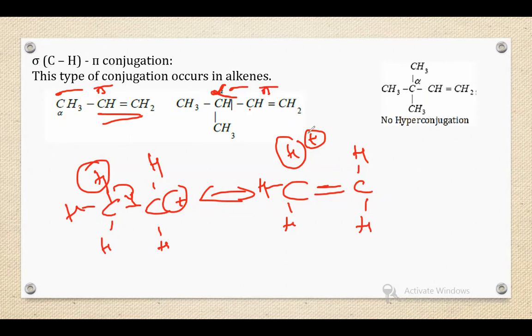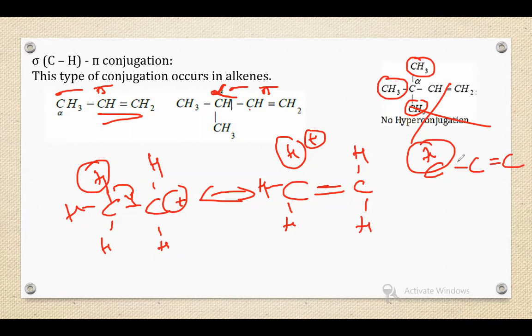If this carbon is double bonded, the carbon attached to it is the alpha carbon. If it doesn't have any hydrogen, only a methyl group, there is no hyperconjugation. To show hyperconjugation, as a rule, it should consist of at least one hydrogen on a carbon attached to a double bonded or sp2 hybridized carbon. That is what we call sigma and pi conjugation. This type of conjugation occurs in alkenes.